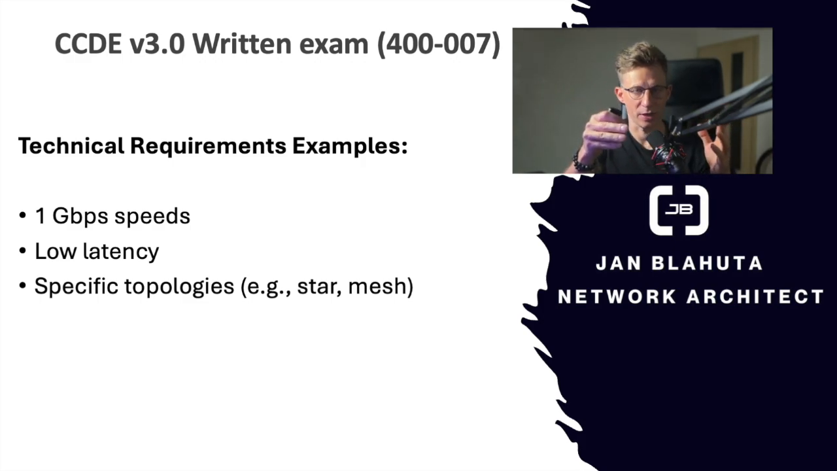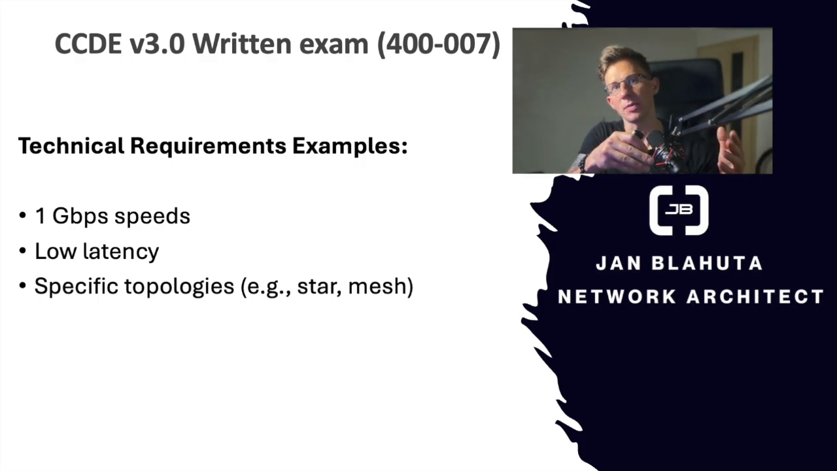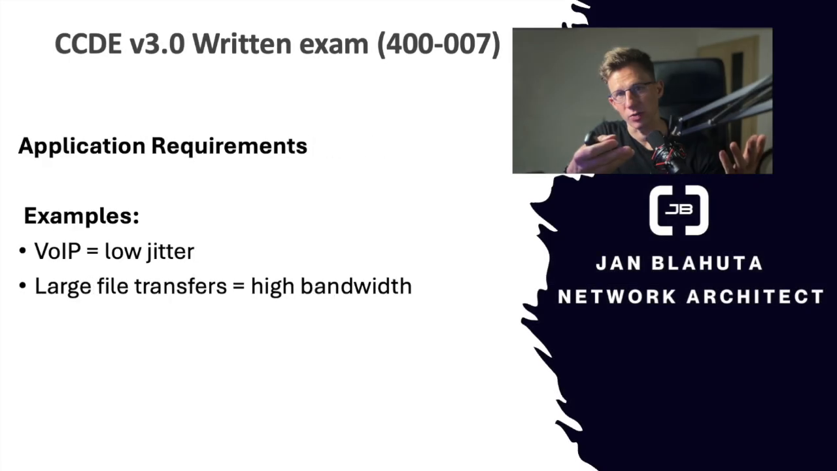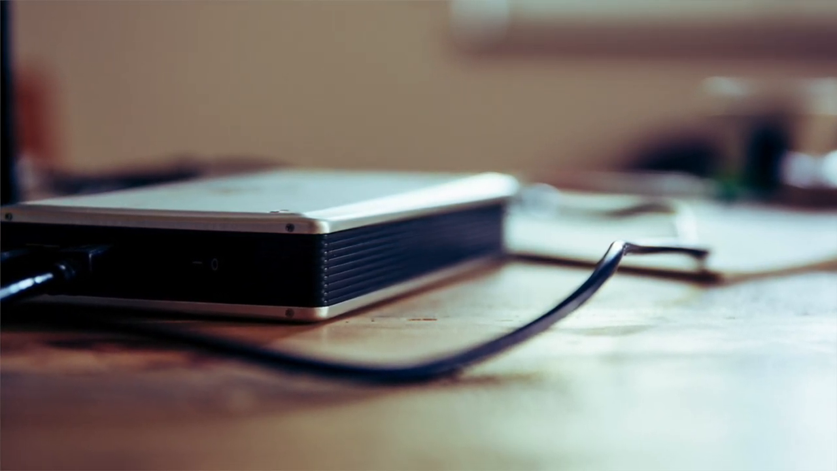Technical requirements. These are the specifications that support functional goals. Example could be the network should deliver at least 1 gigabit speed, maintaining low latency for real-time traffic like voice or video, and use a specific topology such as star or mesh. Application requirements. These are specific needs related to key software or services. Example, a voice over IP system will need low jitter to maintain call quality, while a backup solution may require high bandwidth for large file transfers.